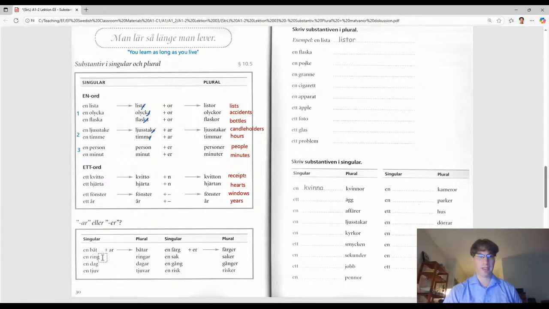But en båt, en ring, en dag, and tjuv, these are considered the more regular original Swedish words, whereas we have en färg, en sak, en gång, en risk. These are the more loan words, and some of them can be German loan words from medieval time, like en sak, eine Sache, right? Eine Farbe, I think, and then eine Gang, eine Risiko. So these at some point have been a loan word. And then we add ER to the consonant here.